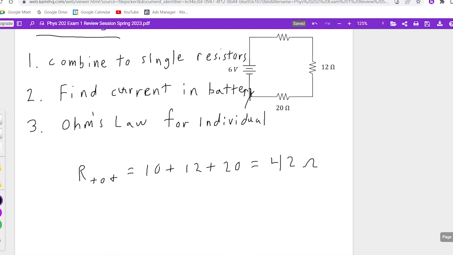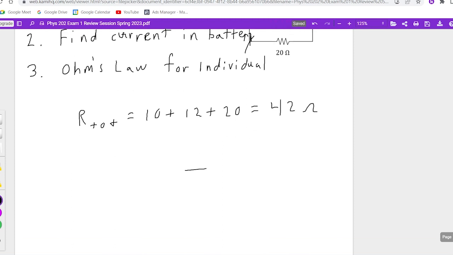ohms. Okay. Now I'm going to redraw the circuit. I love redrawing the circuit because it really helps guide me in what I'm doing. So that's 42 ohms. This is still a 6-volt battery. And now I need to find the current. This is step 2. The way we find that current, I, is you just use Ohm's law for the whole circuit. V equals I times R.